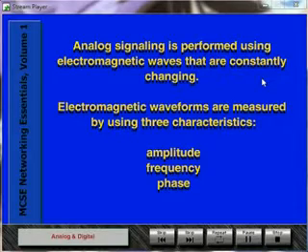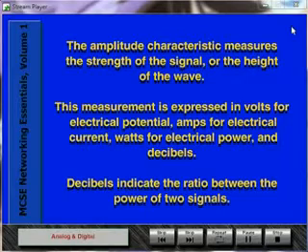Electromagnetic waveforms are measured by using three characteristics: amplitude, frequency, and phase. The amplitude characteristic measures the strength of the signal or the height of the wave. The measurement is expressed in volts for electrical potential, amps for electrical current, watts for electrical power, and decibels. Decibels indicate the ratio between the power of two signals.